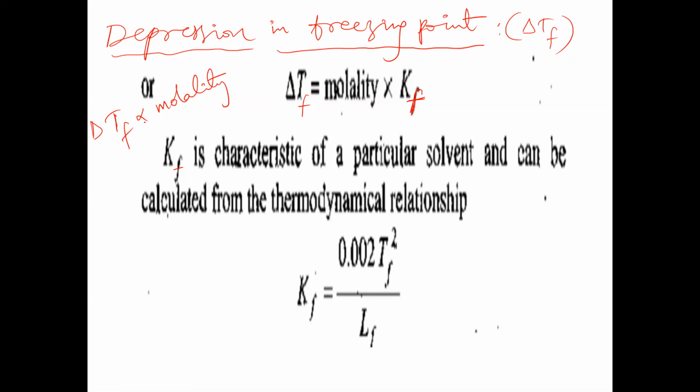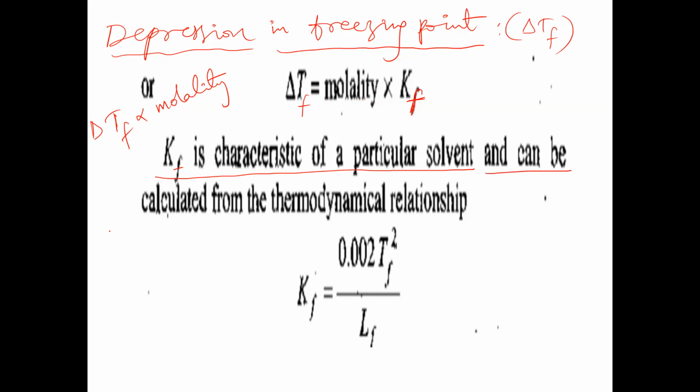So delta TF is equal to what here? KF into molality. That is molality into KF. KF is characteristic of a particular solvent. What is KF here? KF is a characteristic of a particular solvent. That is KF of solvent. KF of solvent into molality of the solution is equal to depression in freezing point.